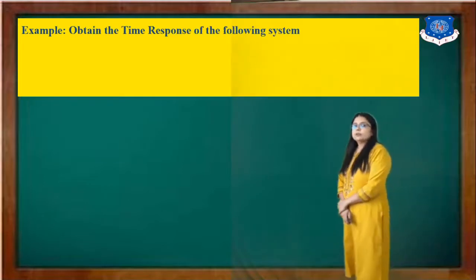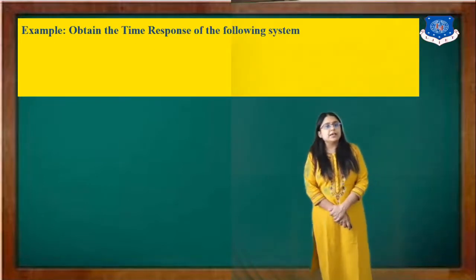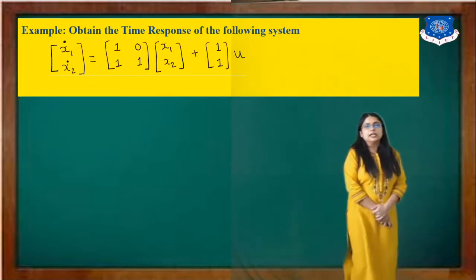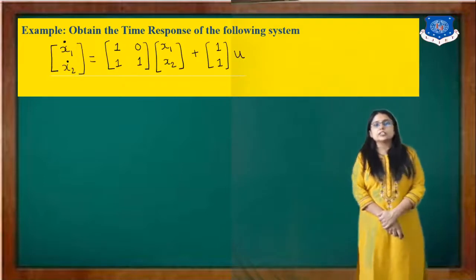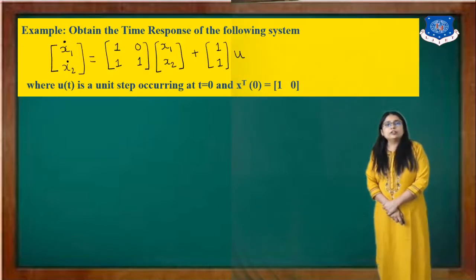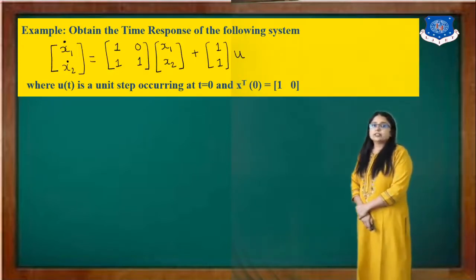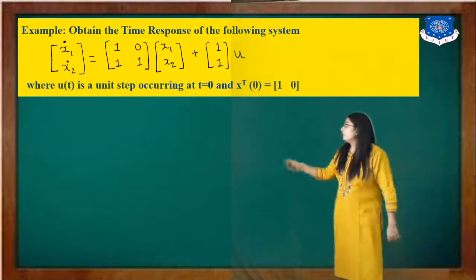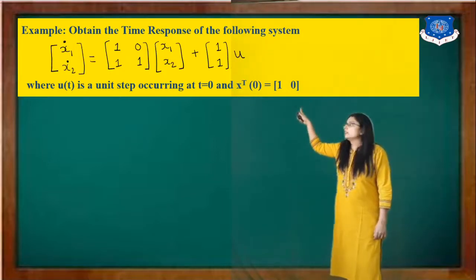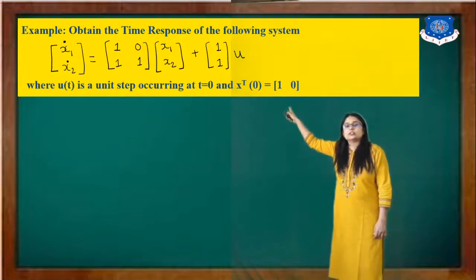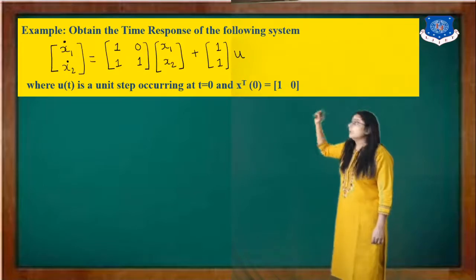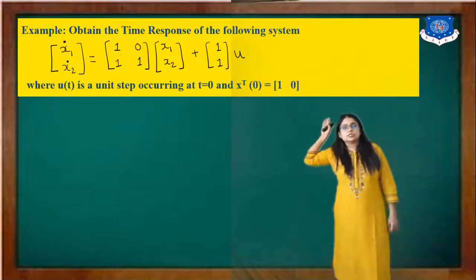Now let's solve one example. Here we want to obtain the time response for the following data: x1 dot, x2 dot equals the matrix [1 0; 1 1]... as given, times x1, x2, plus [1 1] into u. Where u(t) is a unit step occurring at t equals 0. One more thing is given: x transpose of 0 equals [1 0]. This is the initial condition. So x(0) we have to consider as 1 and 0.